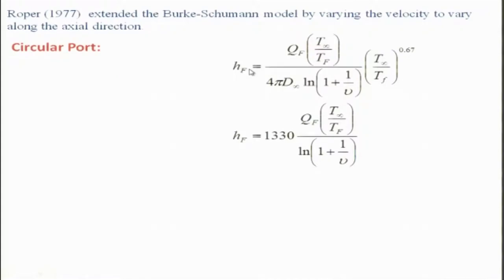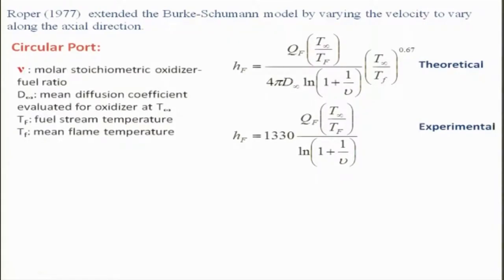This is the analysis he did, and the final relationship we got is this one, which has QF divided by TF, and 4 pi D infinity, this is your diffusivity, and ln of 1 plus 1 over nu, and T infinity divided by TF. TF is your mean flame temperature, and the TF in the numerator is the fuel stream temperature, because the stream temperature may change. T infinity is the ambient temperature at the oxidizer side. And D infinity is the mean diffusion coefficient evaluated generally for the oxidizer side. This is of course the theoretical result by Roper.